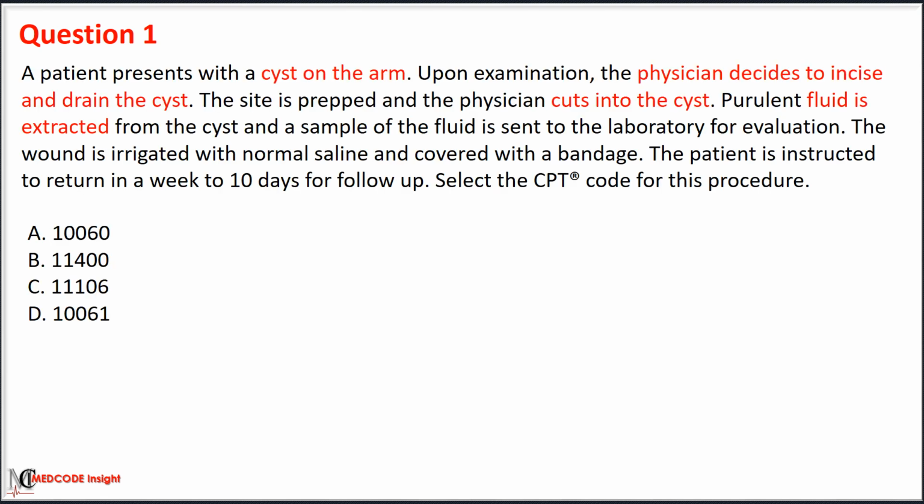Our first step is to determine the type of procedure performed. In the given scenario, the physician makes an incision into the cyst and extracts fluid. This indicates that the procedure is an incision and drainage procedure, specifically involving a cyst on the arm.